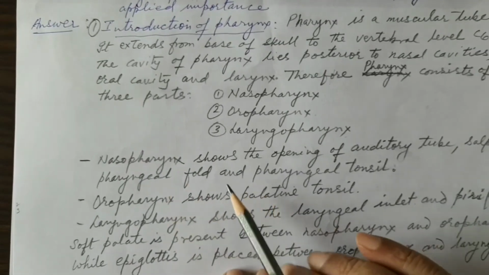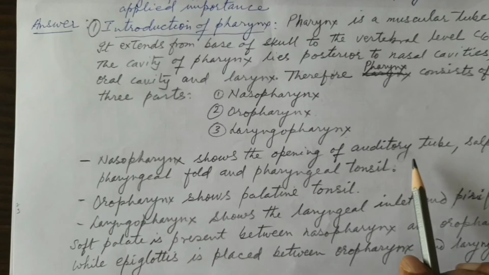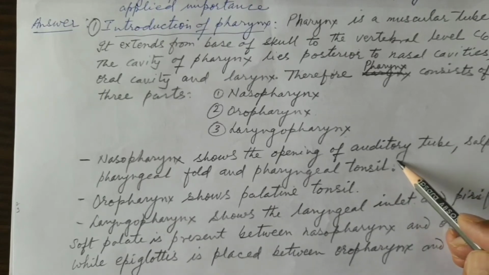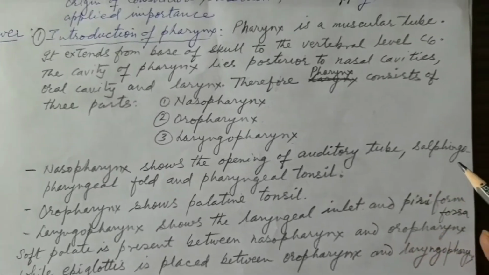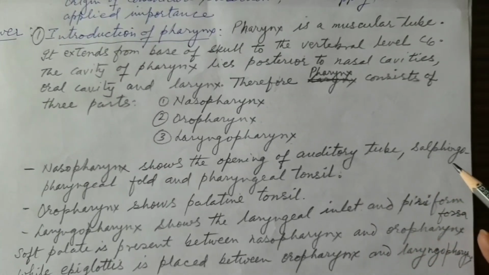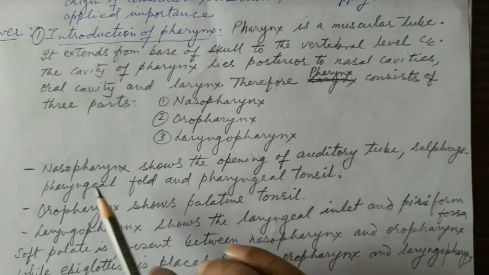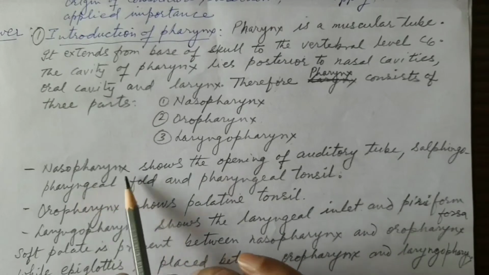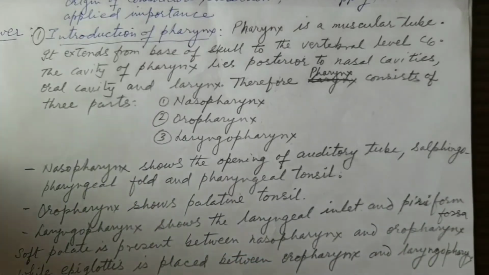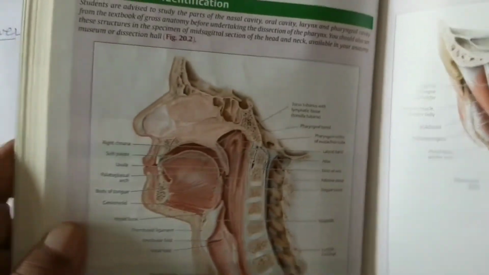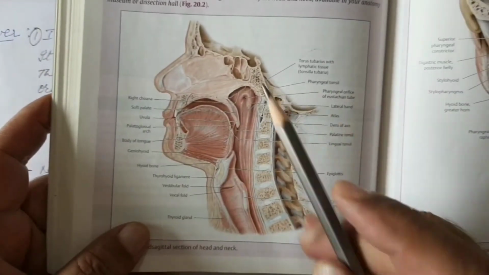So the nasopharynx shows the opening of the auditory tube, the other name of which is the pharyngotympanic tube. It shows the salpingopharyngeal fold and the pharyngeal tonsil. Let us try to see whether these three structures are present in the nasopharynx in this diagram or not. Let us see the same diagram again.